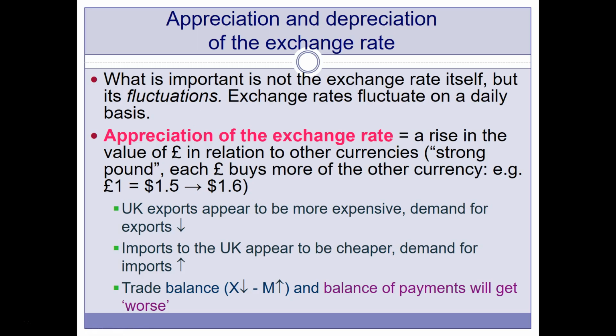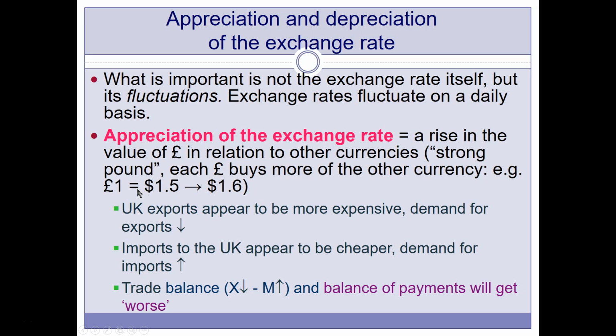Exchange rates fluctuate on a daily basis, and they do fluctuate for various reasons, as we've covered already, but what matters for us is that there are different terms which can describe different types of fluctuations. The first term which we need to use is appreciation of the exchange rate. This is the situation when a particular currency rises against other currencies. So, for example, the pound becomes stronger. This means that each pound will purchase more of any other currency.